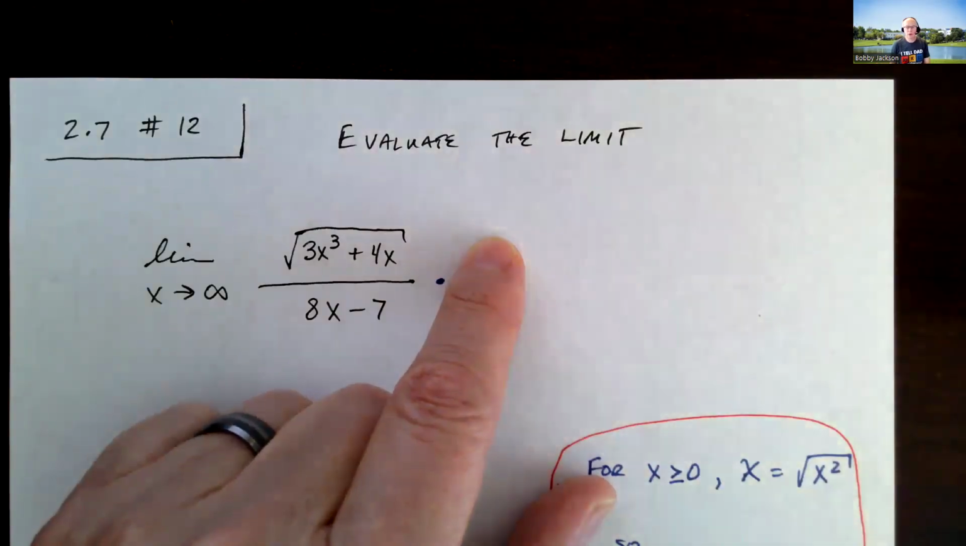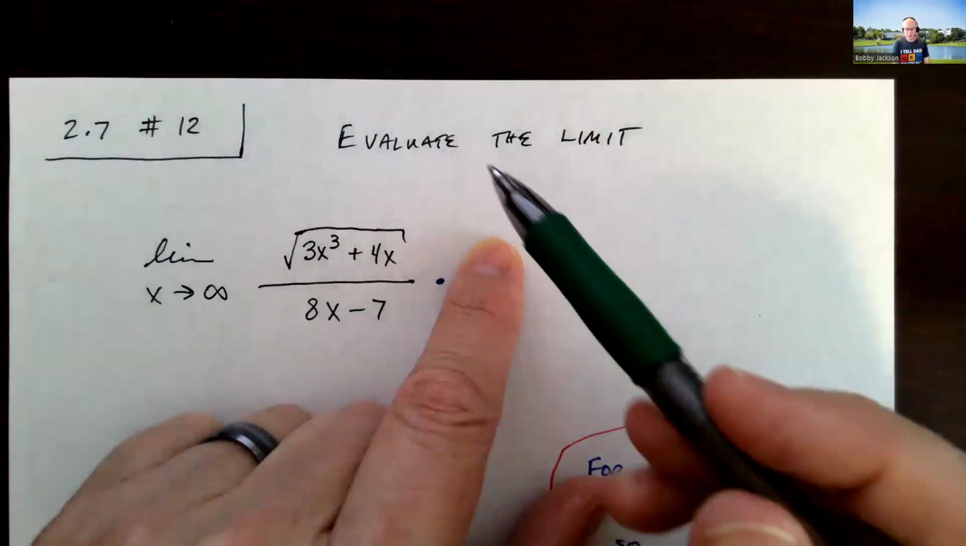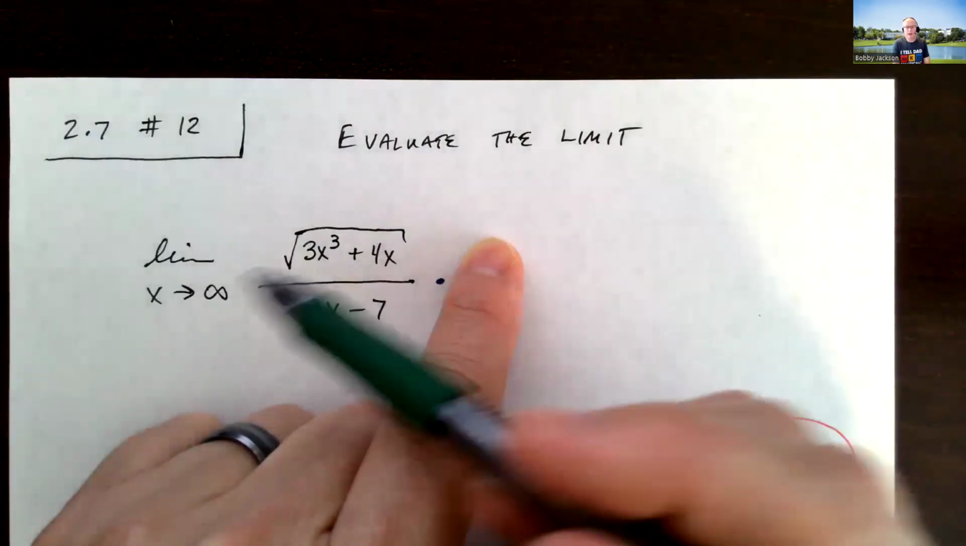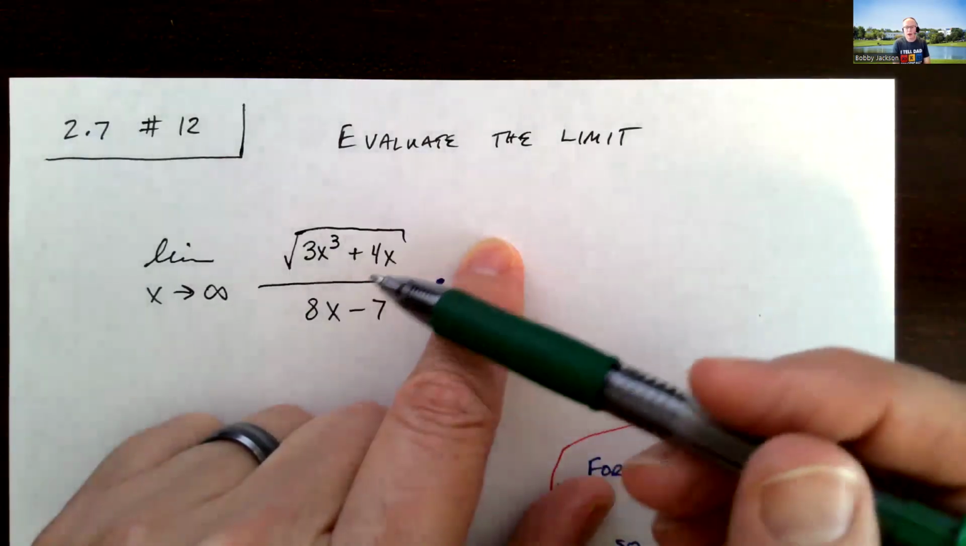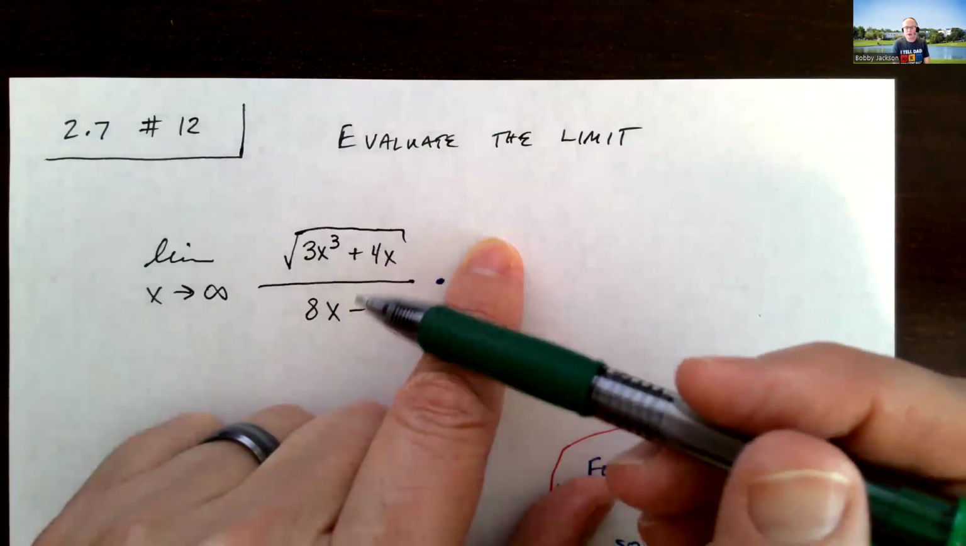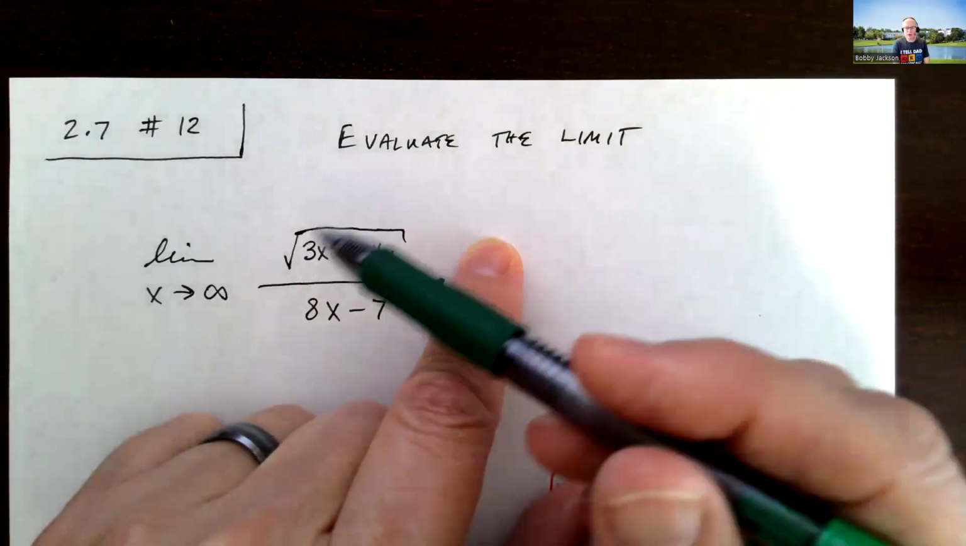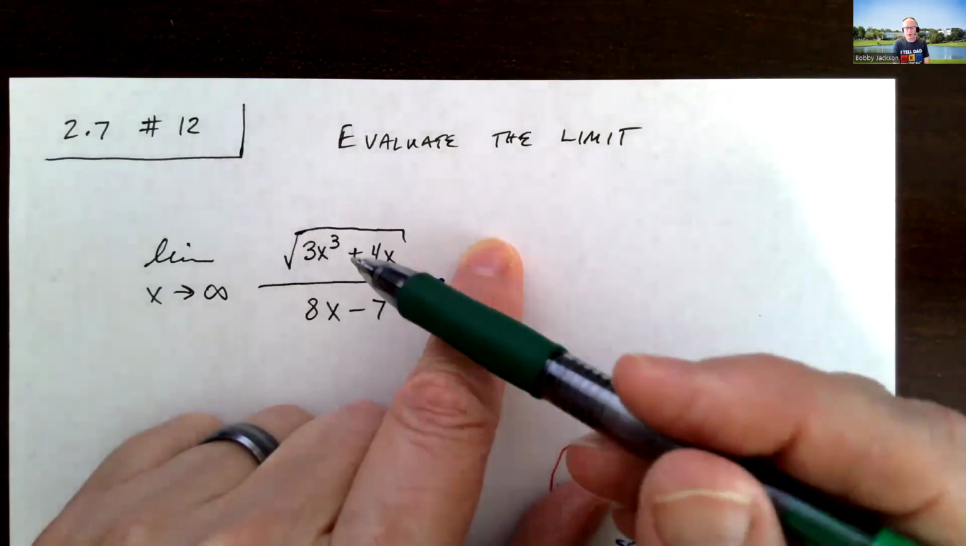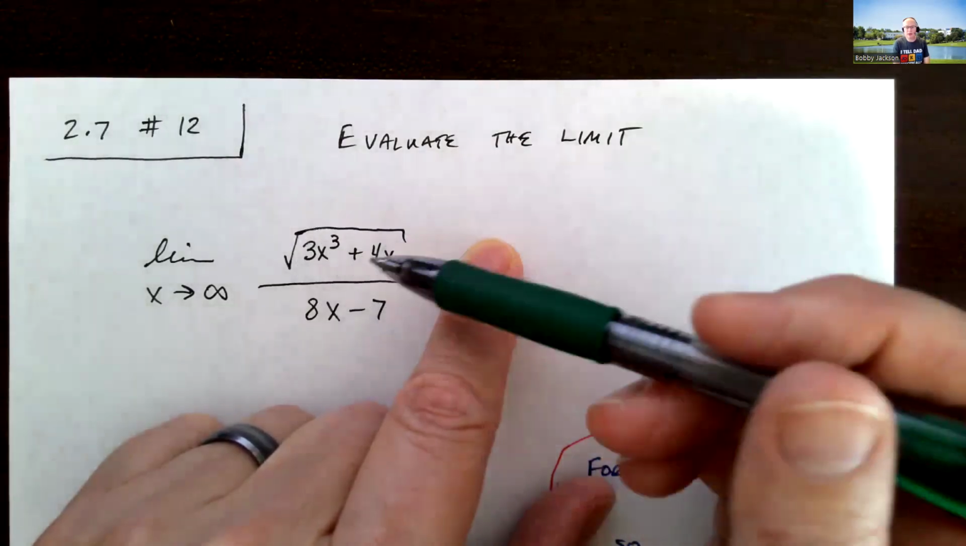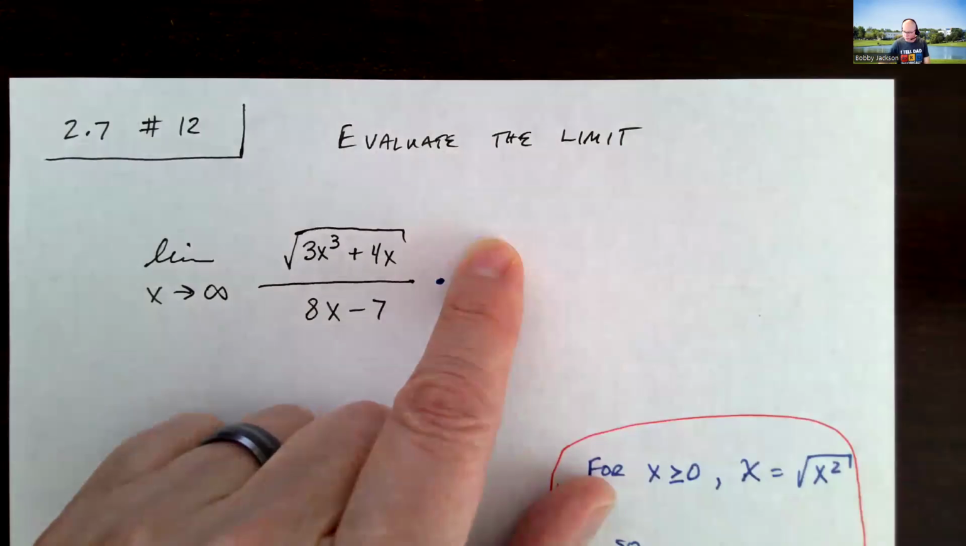Okay, let's take a look at number 12 in section 2.7. We're just to evaluate this limit as x goes to infinity of this function. And while it's not quite a rational polynomial function because the numerator does not have a polynomial, it has a radical function, I'm still going to proceed like I do for rational functions.